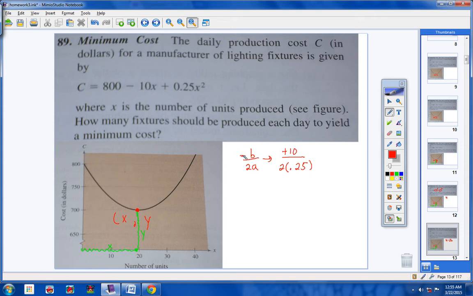Now there's already a negative sign here, so when I put negative 10 in, the negative made it a positive 10, and then 2 times 0.25. Now if you simplify this, you will get 20.